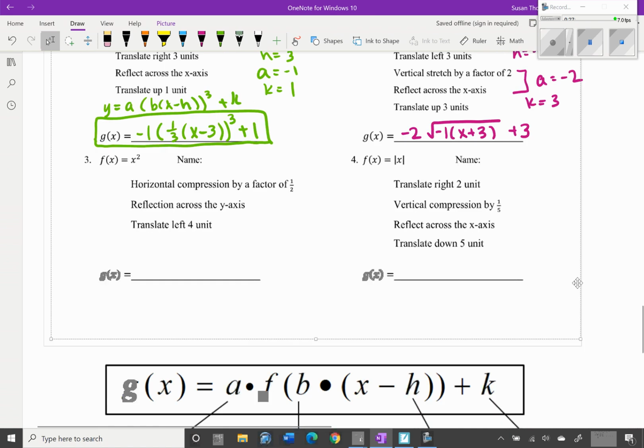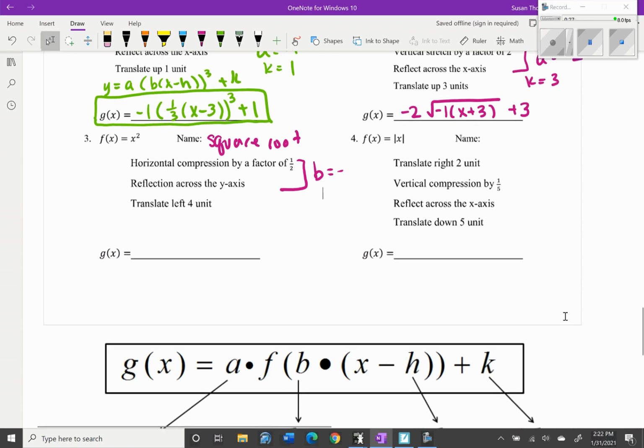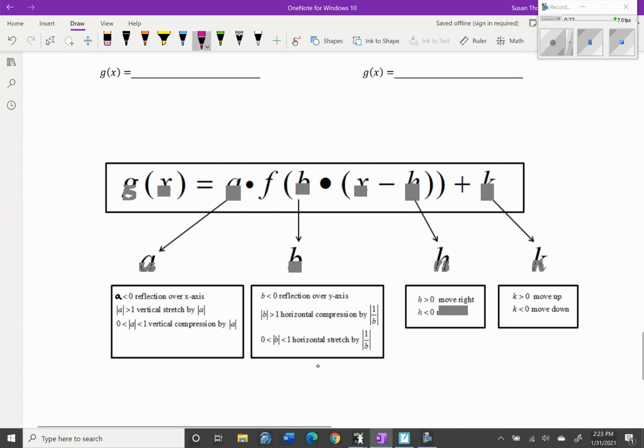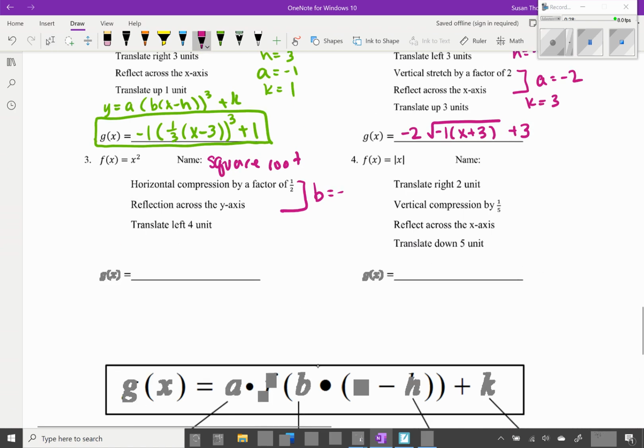So for question 3, I see a square, so of course this is a square root. Horizontal compression by a factor of 1/2 and reflection across the y-axis. These are both b, so b would be equal to negative, and then since it's a horizontal compression by a factor of 1/2, again, remember horizontal compression is when your b value is bigger than 1, so you're just doing the reciprocal of 1/2, which is 2. So b equals -2, and translate to the left 4 would be an h of -4.